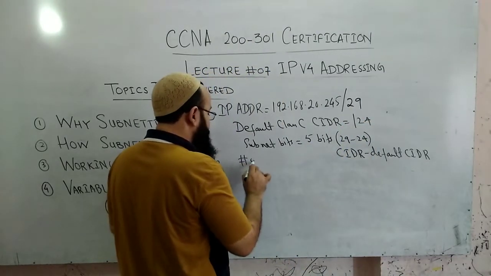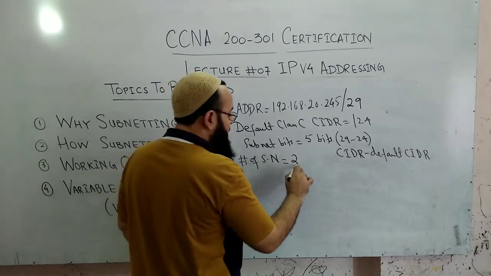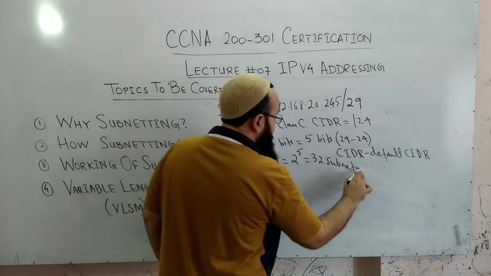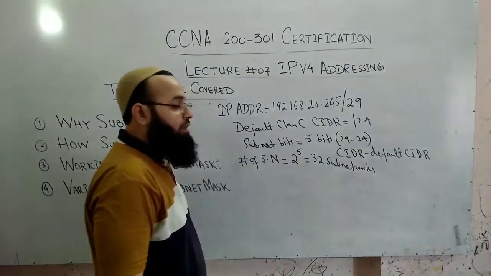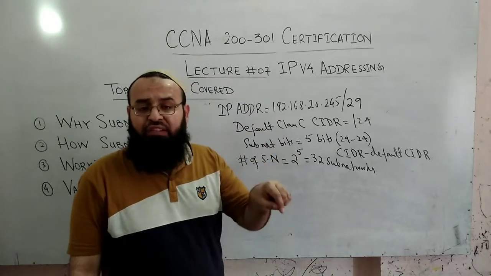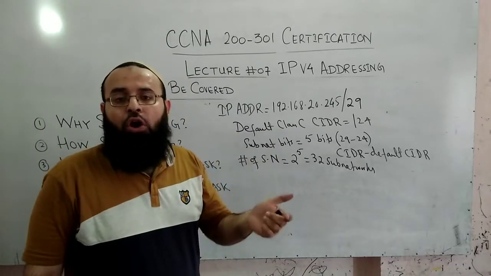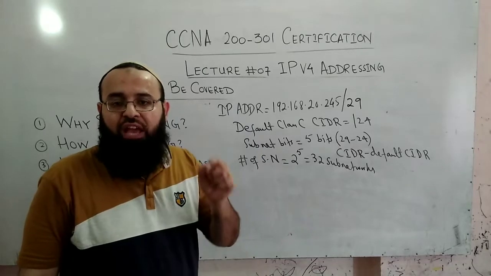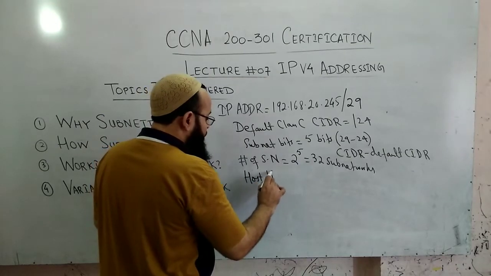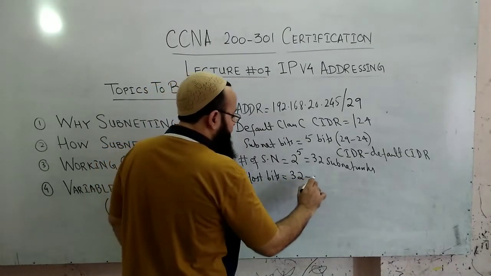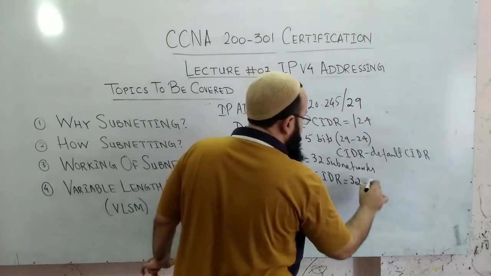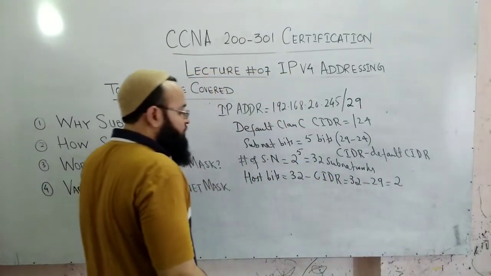So how many subnetworks are possible? The number of subnetworks will be 2 to the power n, 2 to the power 5, that is 32 subnetworks, or 32 chunks of your original network will be created. Now what about the number of host IPs in each subnetwork? How many laptops or PCs or smartphones can you connect in a single subnetwork? That can also be found. In order to calculate the host bits, you have the formula 32 minus the given CIDR value. 32 minus 29, so you have 3 bits for the host portion.